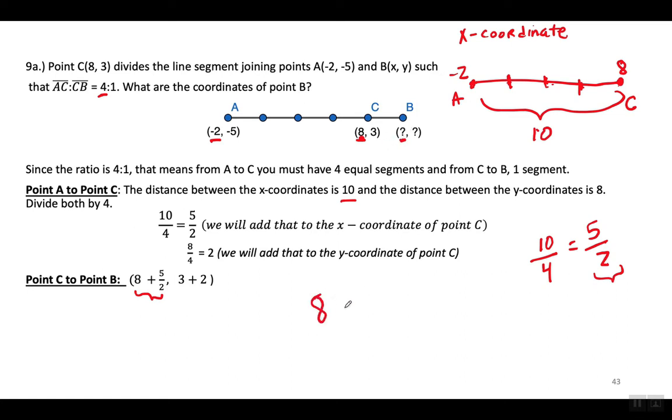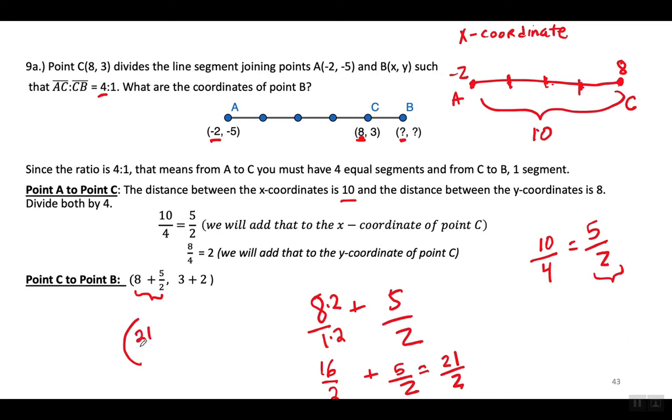How do I add that? Like this. 8 plus 5 over 2. I got to change the 8 to have a 2 in the denominator, because the least common denominator of 1 and 2 is 2. So I'm going to change the 8 over 1 to have a 2 in the denominator. So ask yourself, 1 times what equals 2? 1 times 2. So multiply the top times 2 and you get 16 over 2. Notice that 16 divided by 2 is equal to 8. Guys, that's middle school math. Everybody should know that by now. So my x coordinate for point B is going to be 21 over 2.